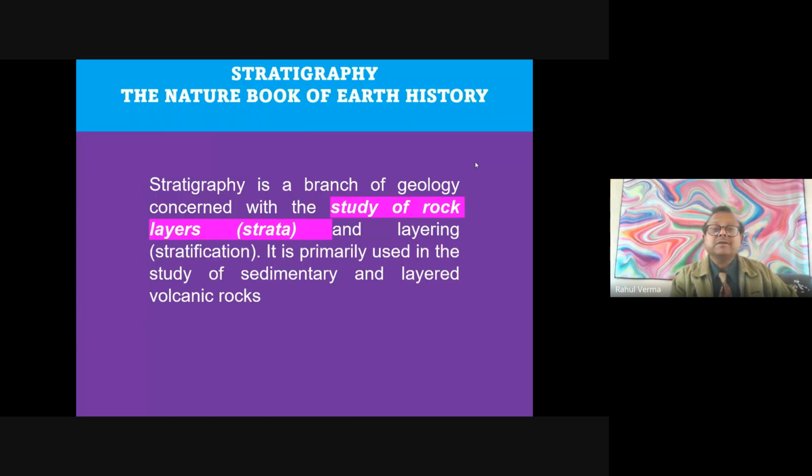Now we have another branch, stratigraphy. It's a nature book of Earth history, just like the diary of Earth. If you see in the title picture, it is stratigraphy, stratified layers, the study of rock layers. Primarily, it was made to study only sedimentary rocks because it was believed that only sedimentary rocks are layered. But now we know that even igneous rock can be layered.